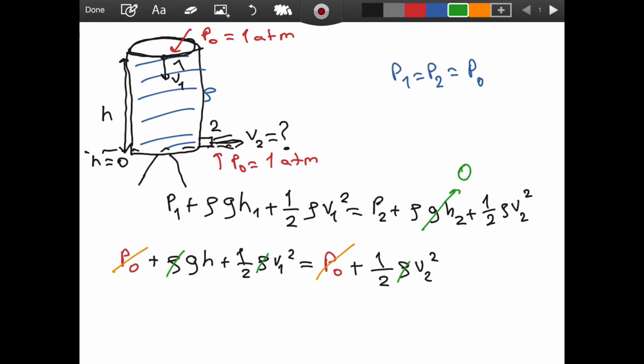And now let me solve this for v2 squared. We will have that v2 squared is equal to, if we multiply both sides by 2 to get rid of this 1 over 2 factor, 2gh plus v1 squared. And here I claim that we can make an approximation. I claim that we can take this v1 squared to 0.